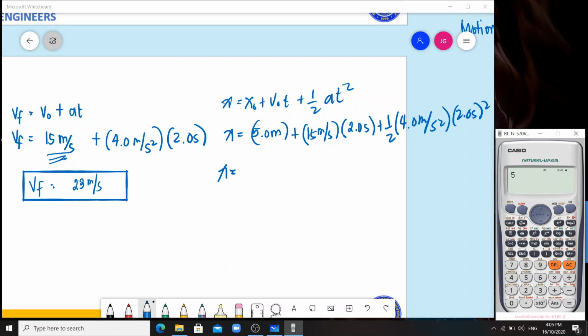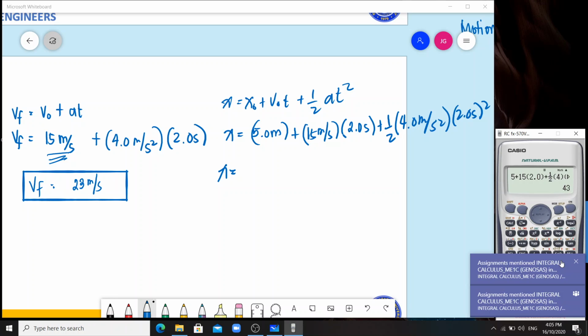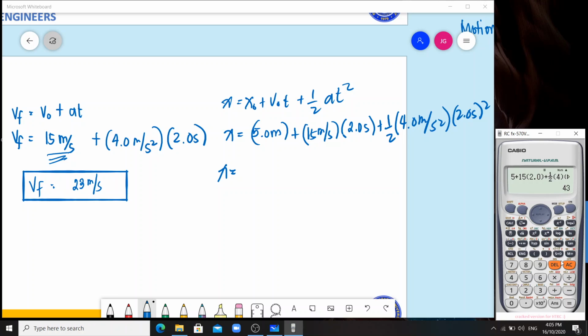5 plus 15 times 2.0 plus 1/2 times 4 times 2 squared. Ang sagot niya is 43. Tama ba? Ang sagot niya is 43 meters.